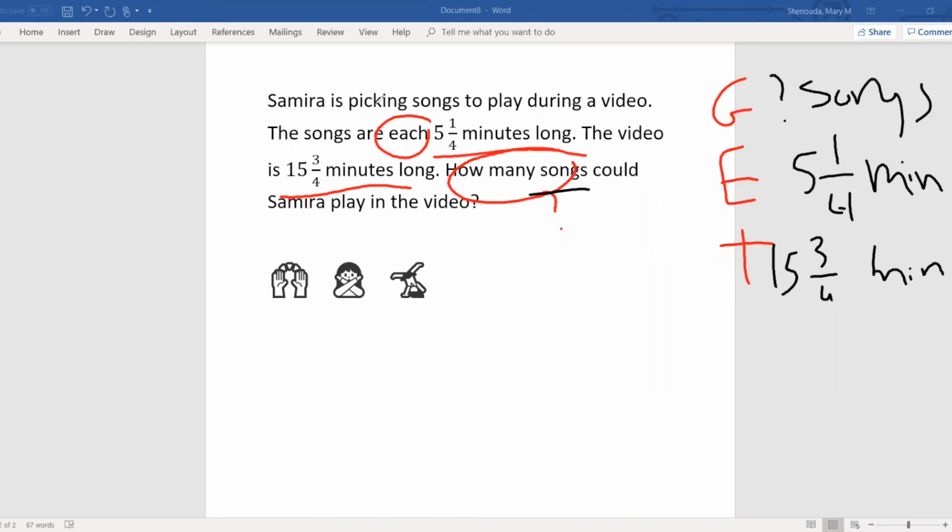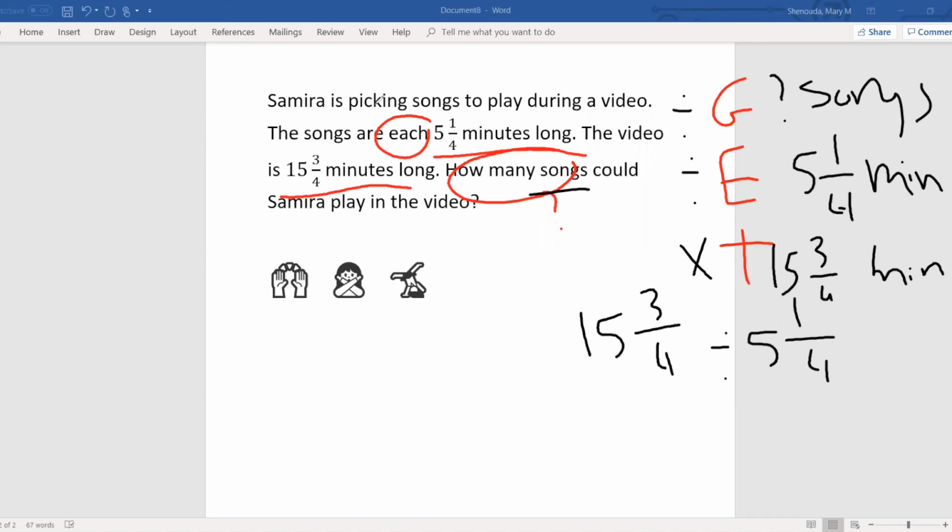We said to find G or E, we're always going to divide. To find T, we're going to multiply. When I divide, I always want to start with the total, which is 15 3/4 in this case. So it's 15 3/4 divided by 5 1/4.